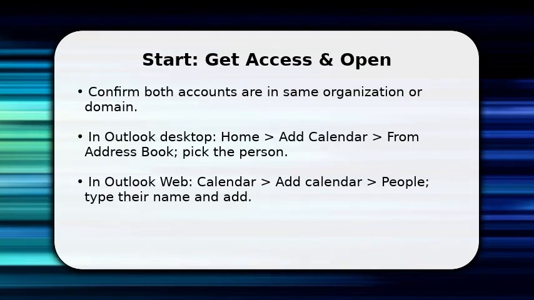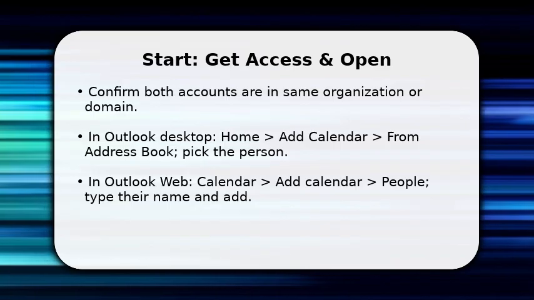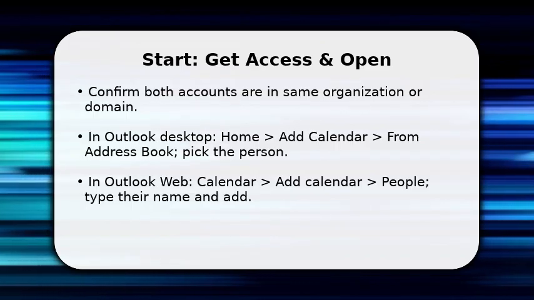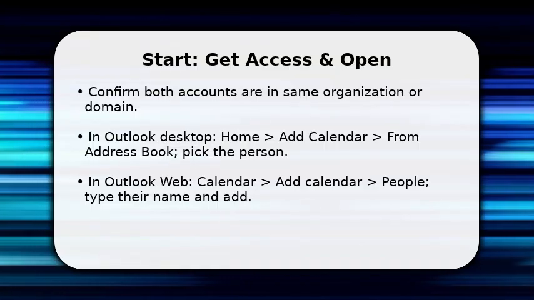Go to Home, add Calendar from Address Book, search and add the person. In Outlook Web, go to Calendar, add Calendar, choose People, type their name and add. Make sure you select the correct entry if multiple appear. These steps immediately attempt to attach the other user's calendar so you can see availability or details.